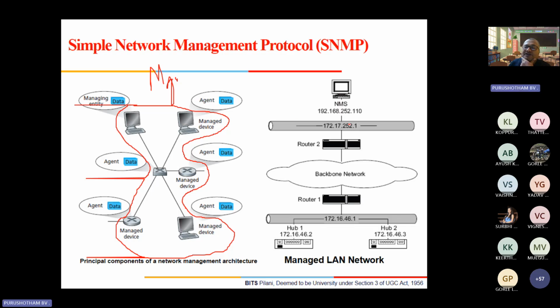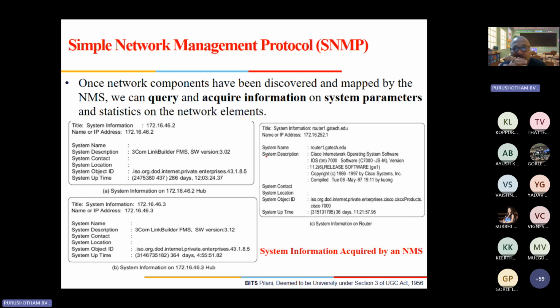If you are not managing it, then it will be a manual configuration. Manual switches will be used instead of this router. Managed switches we can use. So then configure the intent. Once the network components have been discovered and mapped by the NMS, we can query and acquire the information on the system parameters and the statistics on the network elements. Okay, the network elements.